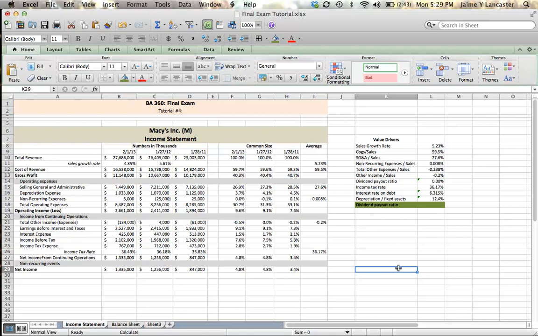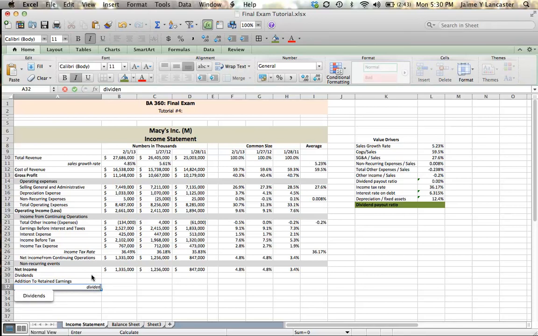So in order to do this, I'm going to need my statement of cash flows. And I'm going to need to add a couple more lines to my income statement, just like I did when I calculated sales growth rate. I'm going to add dividends. And I'm going to add addition to retained earnings. I'm also going to add a dividend payout ratio, which, like my sales growth rate, is going to be aligned to the right, and it's going to be italicized.